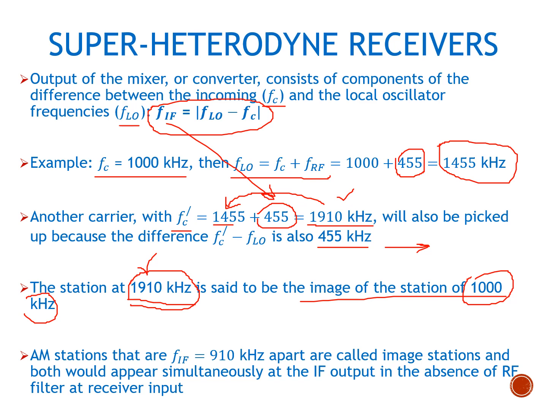Now AM stations that have an FIF of 910 kilohertz apart are called image stations, and both would appear simultaneously at the IF output in the absence of the RF filter in the receiver. So all the AM channels that have a frequency difference of 910 kilohertz are called the image stations, and they will appear at the IF output.